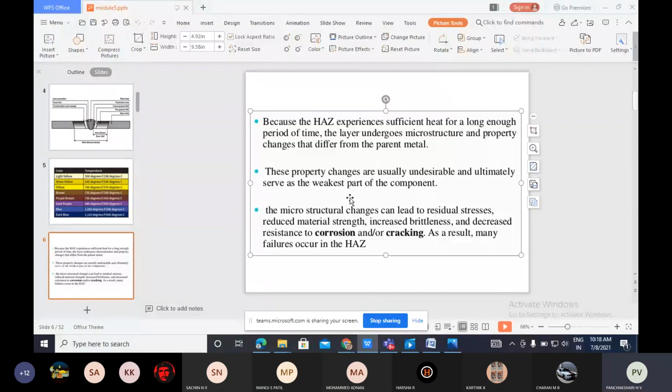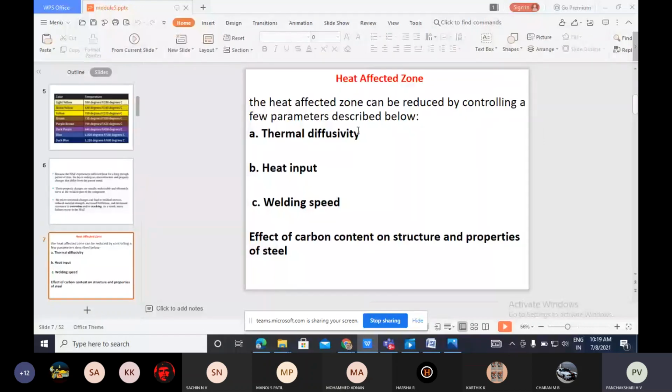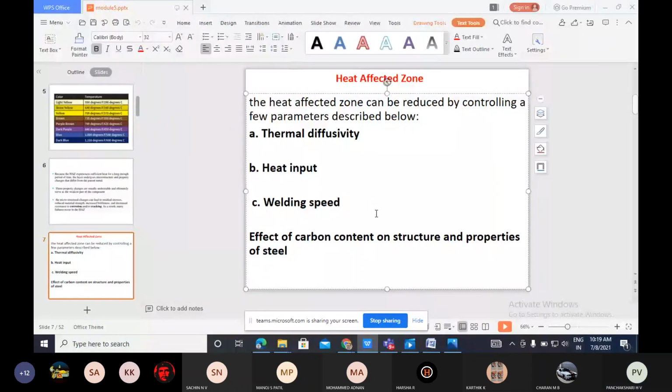Okay. The heat affected zone can be reduced. How to reduce the heat affected zone? Heat affected zone can be reduced by controlling a few parameters described below, that is thermal diffusivity, heat input, welding speed. See, very important parameters like this. The heat affected zone will be there, but it has to be reduced. How to reduce that means thermal diffusivity, heat input, welding speed, and effect of carbon content on structure and properties of steel. This is also one point.